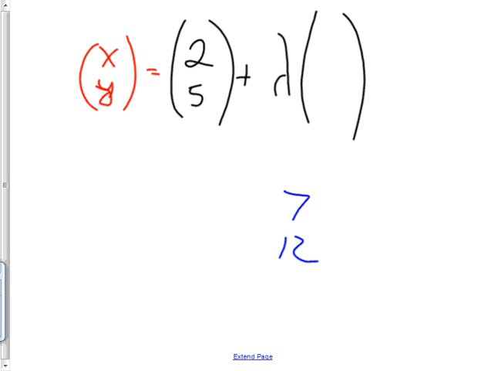But if I did that, would you please tell me, basically I've just told you a starting point and a point it needs to go to. Can you write me the right vector for that? This is the easy one. If it starts at (2, 5) and ends up at (7, 12), what's the vector that would make that work?